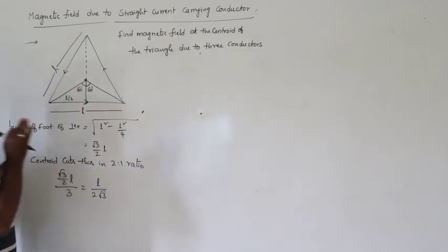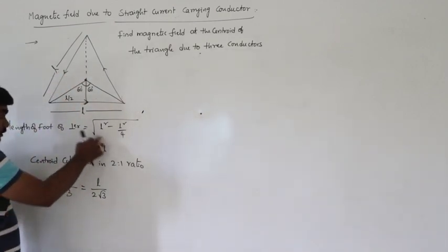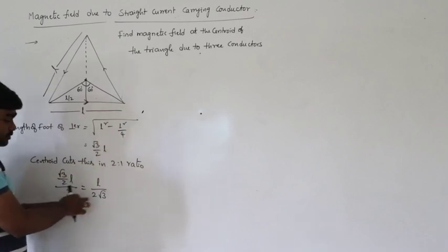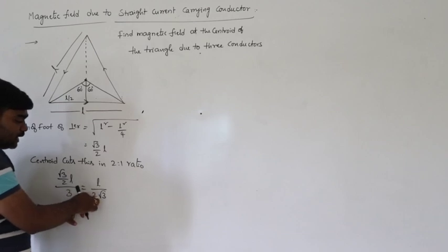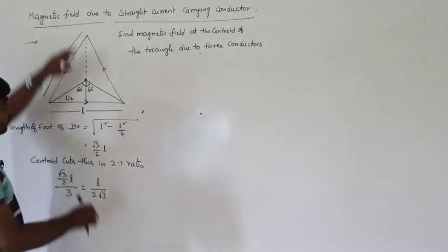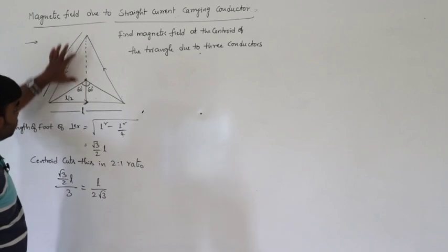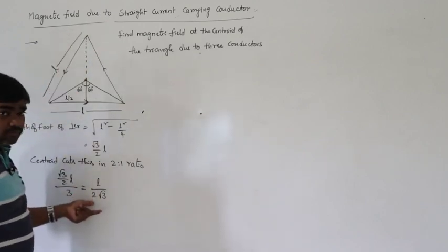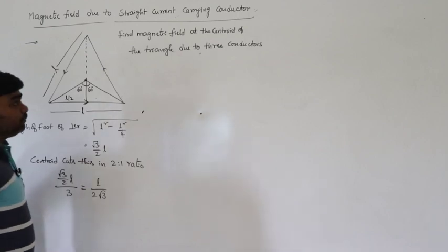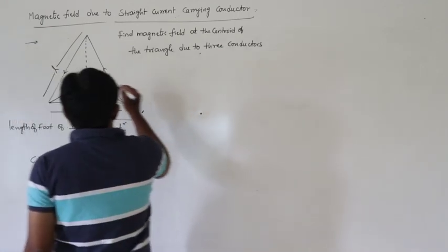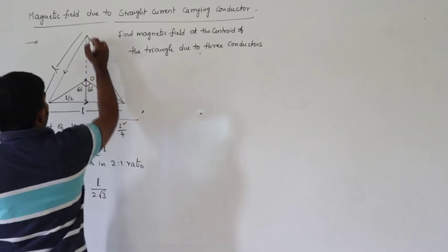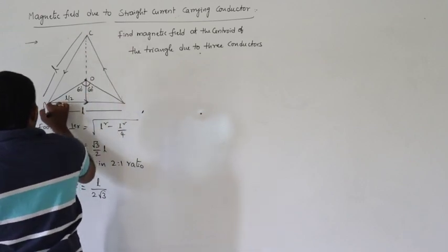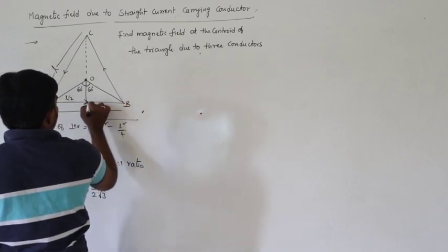So total how many parts? 3 parts. That's why I divide the total length, root 3 by 2 L, by 3. So what is the length of each part? L by 2 root 3. So this is 2 parts here and this is 1 part, and the 1 part value is L by 2 root 3. Now, this is the O, C, A, B, D.